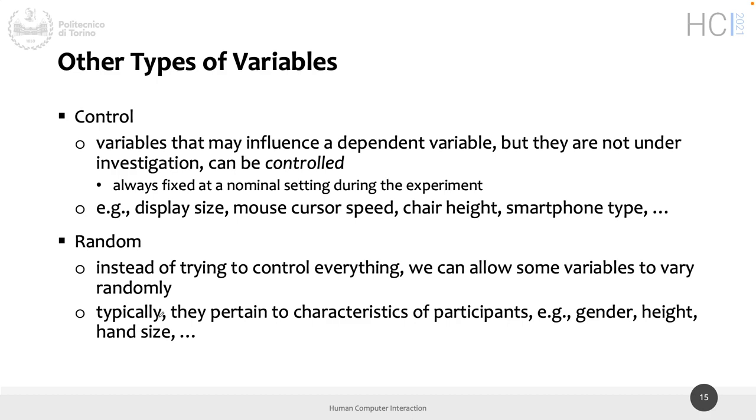For other experiments, they could be important, they could influence the dependent variable, so you want to control them. So we have these two kinds of variables: the control variables, which are variables that influence the dependent variable, and you want to control them, and the random variables, which you really don't care about. But still they are there, they are still variables. Just you don't care what they are, or not too much. Maybe you care about gender for recruiting a more representative target population, but not for measuring the dependent variable.